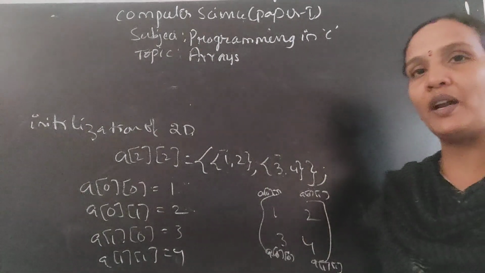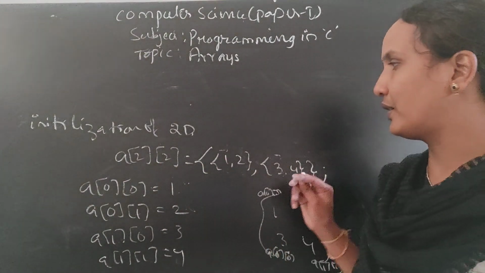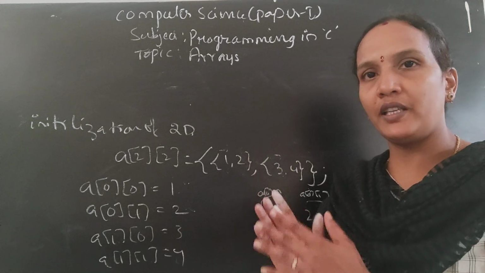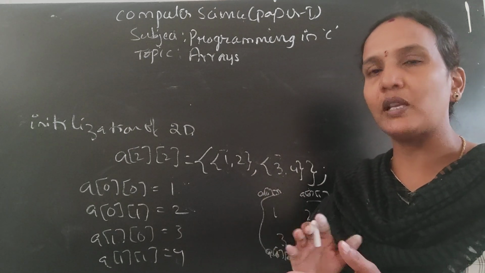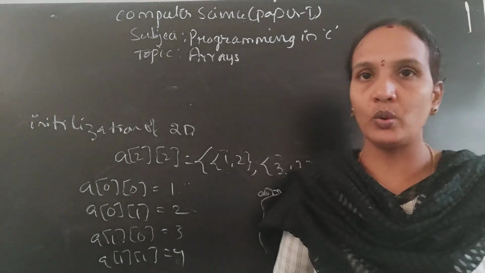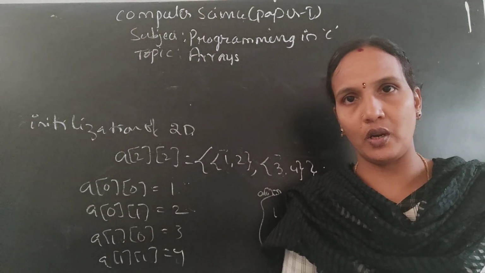Only thing is, if it's a 1-dimensional array, you will get only one subscript. Directly, you will get all the elements in braces, separated by commas. If it is a 2-dimensional array, you will get 2 subscripts, one subscript for a row and one subscript for a column.